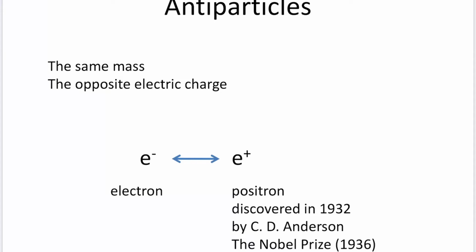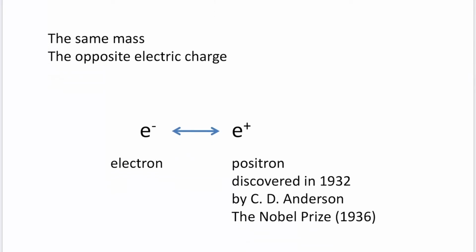Each particle has an antiparticle. For the electron, we have an antiparticle of the electron. The antiparticle of the electron has the same mass as the electron, but the charge is opposite. The electron has a negative charge, so the antiparticle of the electron has a positive charge. The magnitude of the charge is exactly the same. The antiparticle of the electron we call the positron. The positron was discovered in 1932 by Anderson, and because of this discovery, he won the Nobel Prize. Each elementary particle has an antiparticle.